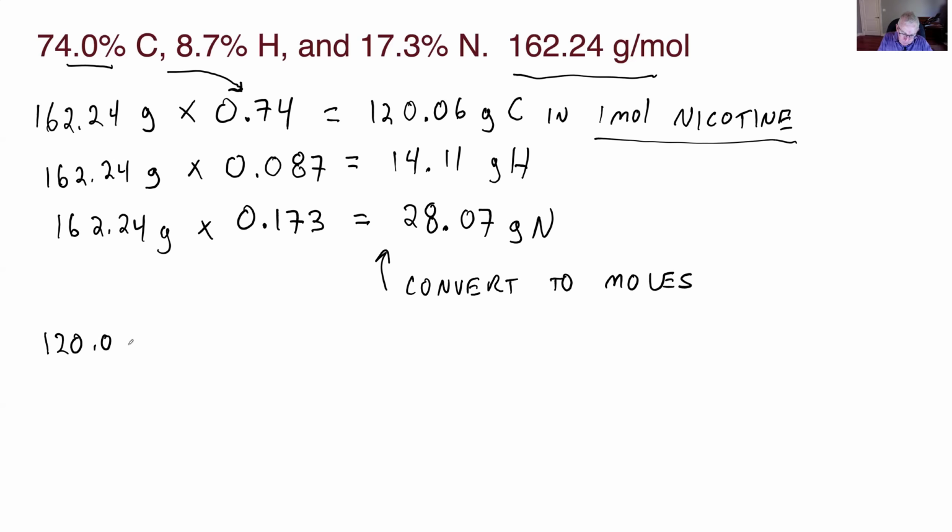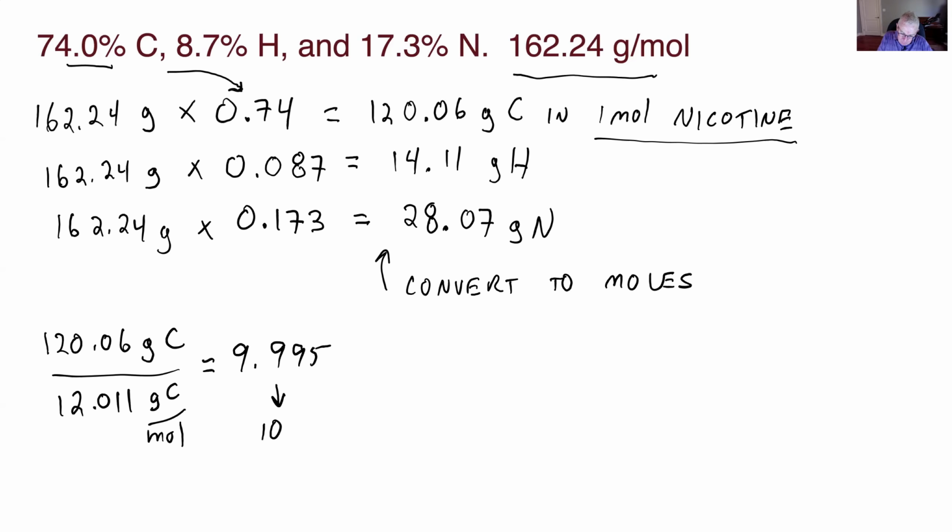So that says I take my 120.06 grams of carbon, I divide them by, if I look in the periodic table, it tells me 12.011 grams of carbon per mole. Divide that out, and I get something that my notes tell me is 9.995, which I'm willing to call 10 moles of carbon.